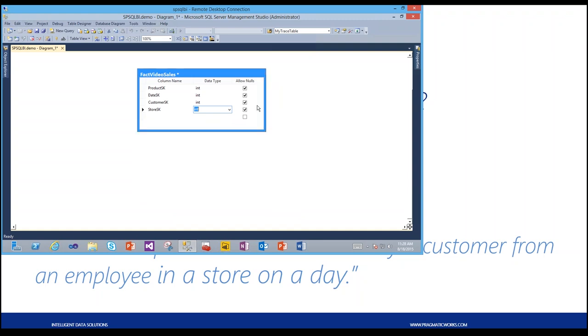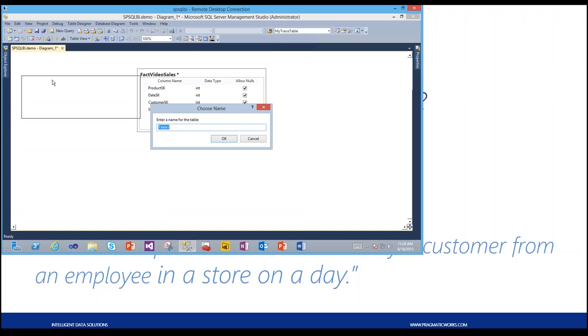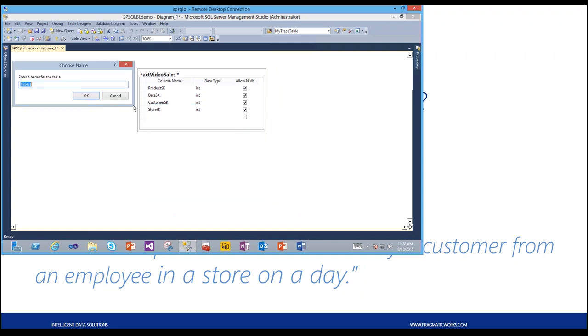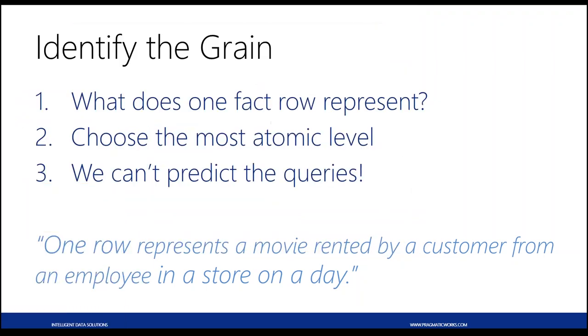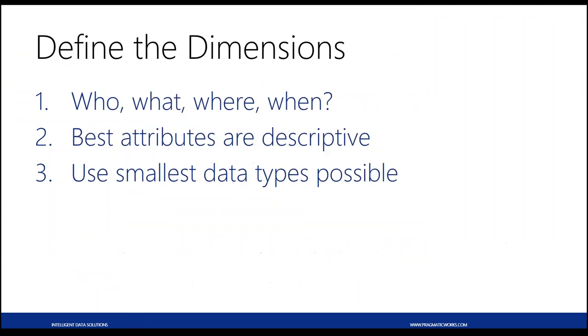One row represents a line item on a transaction. We know the transaction had a product that was rented. We know there was a customer involved. We know that it happened on a specific date and at a specific store. So the grain is very important in everything else that we're going to do working through this data warehouse. However, if you identify a dimension that is not correctly represented in our grain statement, then step two in the process, identifying the grain, must be revisited. We have to go back to step two.